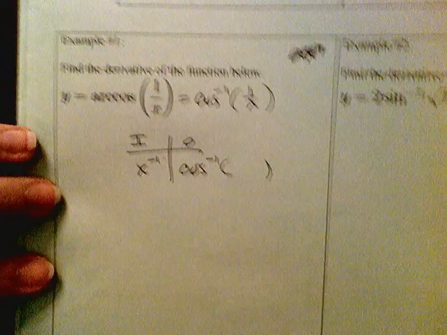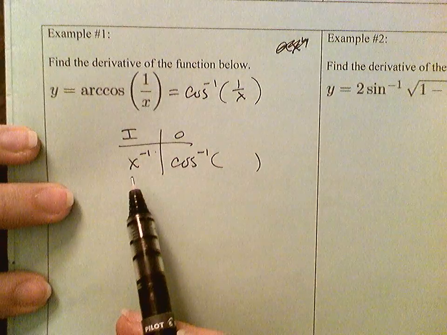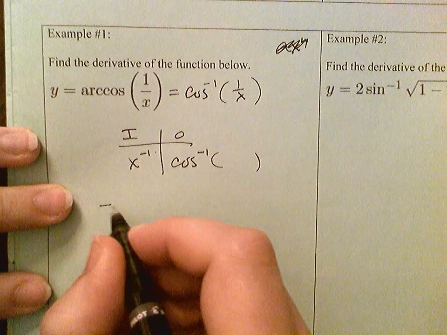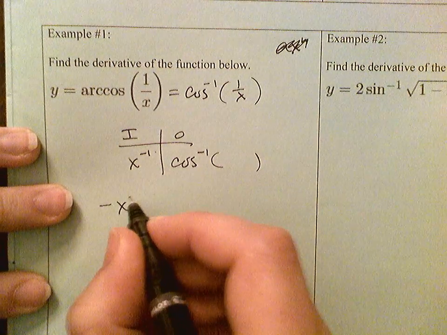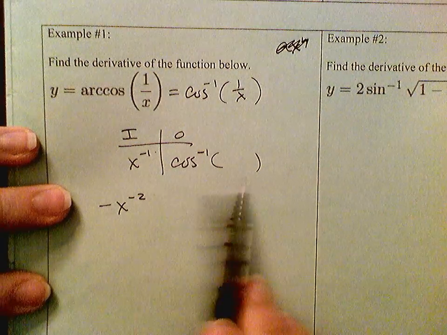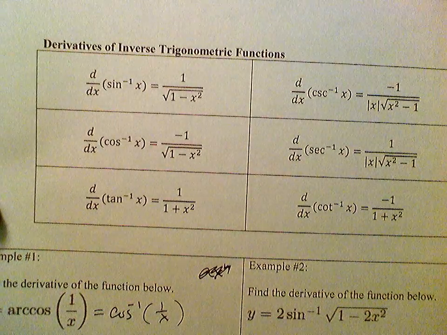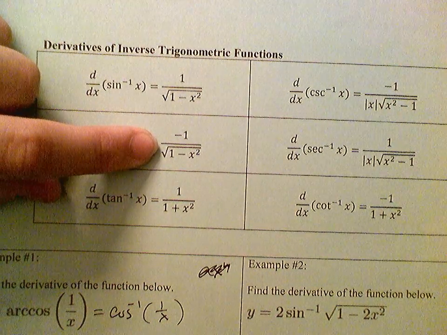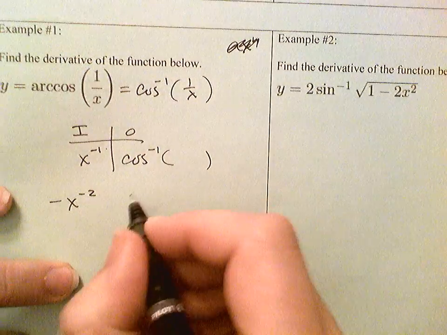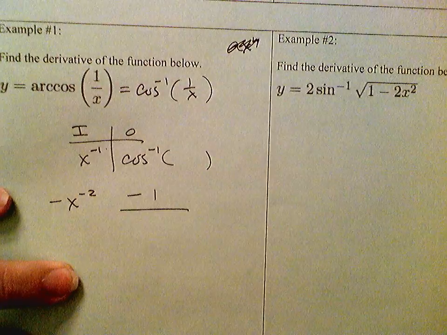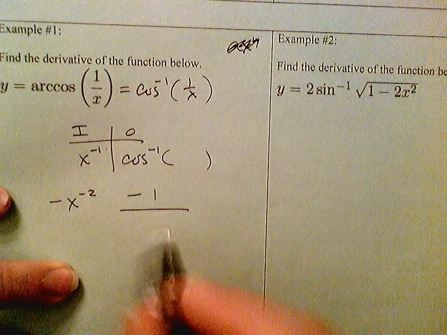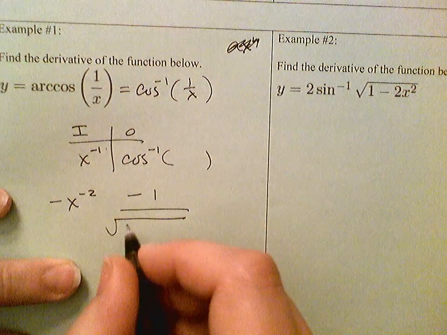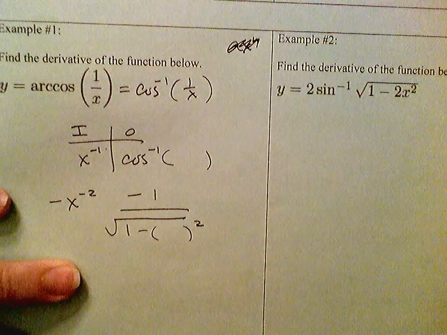Okay, so I'm using the chain rule. The derivative of this is just -x to the -2. And the derivative of inverse cosine, it might take some getting used to, but it is this right here. So I'm just going to write that, but with a blank where there was the x. Okay, so this is -1 all over the square root of 1 minus blank squared.